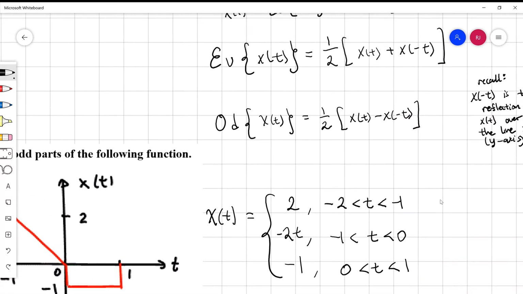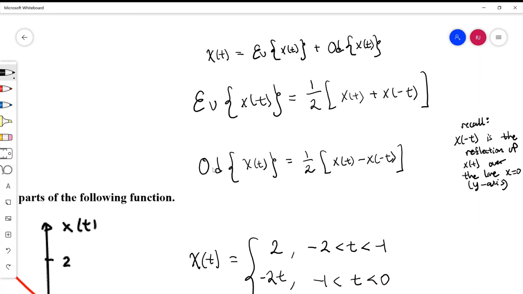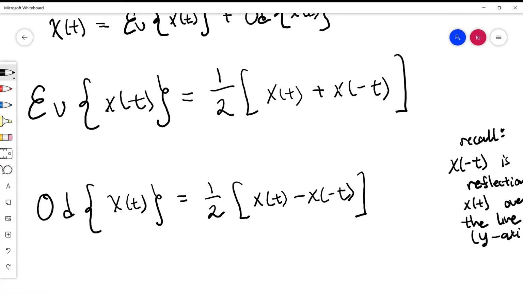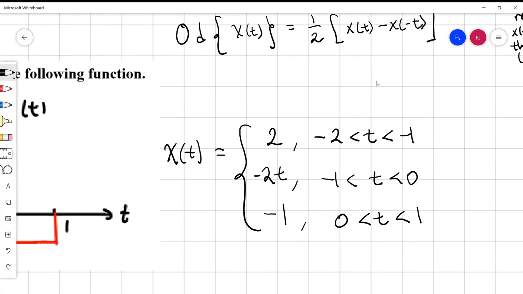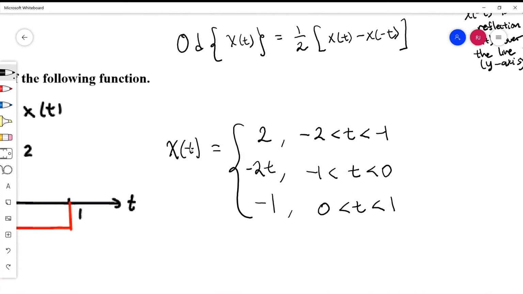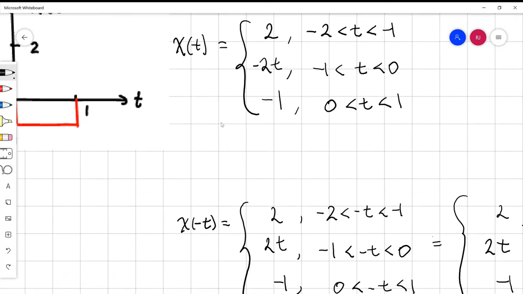Before we move on any further, let's take a quick recap of our even and odd decompositions. You'll notice that to extract the even and odd parts, we need two things: the function, x of t, and its reflection over the y-axis given by x of -t. So far, in equation form, we've determined x of t. To get x of -t, all we'll do is plug in -t into this entire equation. So we have that down here.